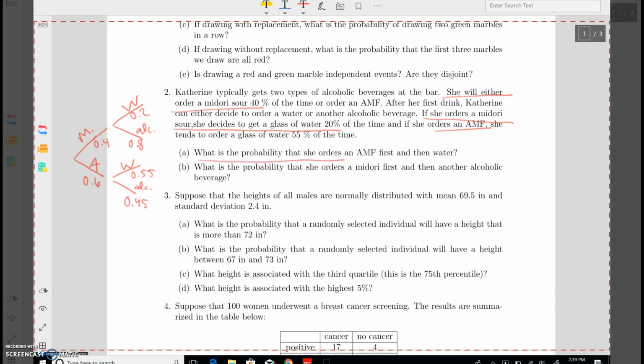What is the probability that she orders an AMF first and then a water? Well, AMF first is here, and then a water. The key word is "and." So what are we going to do with these two probabilities? Multiply them together. So multiply these two and you should get your answer.